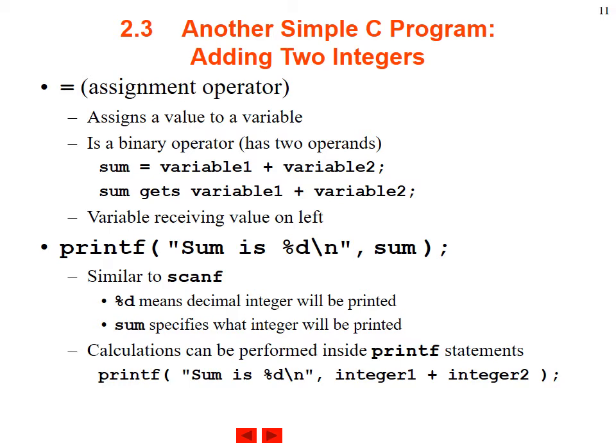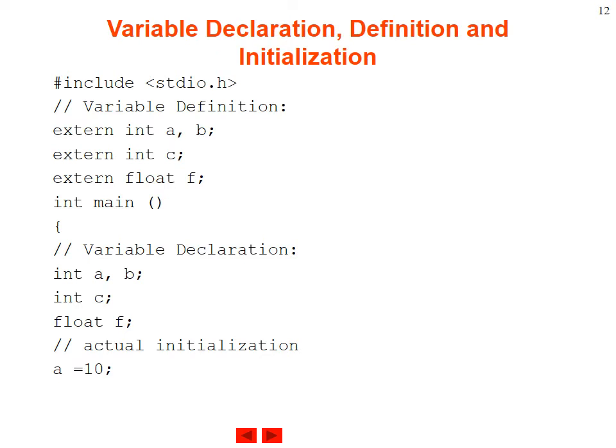It is the sum which is modified by the, right? Then also go on to variable declaration, definition, and initialization. So realize that there is a difference between defining a variable, declaring a variable, and initializing a variable, right? So if you are defining a variable like extern int a, b, extern int c, extern float f, here you are just scoping a variable.